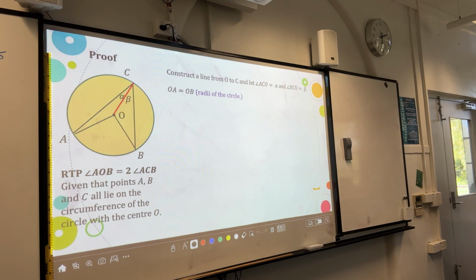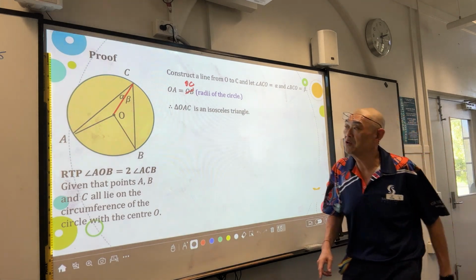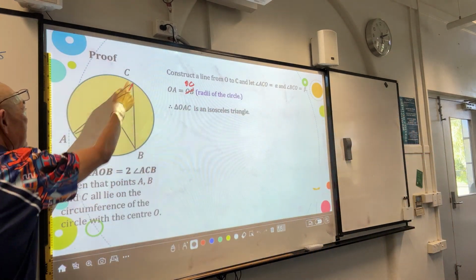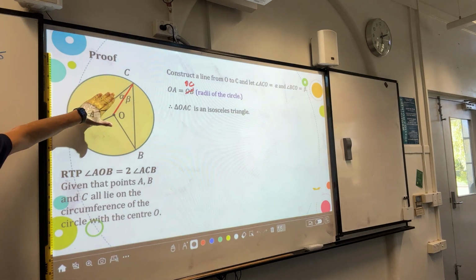Alright? So now, here, I say that OA equals OB, which is the radii of the circle. Correct? And OC as well, and therefore OAC is an isosceles triangle. So I should have used OA and OC. I typed it incorrectly. It should be OC. Alright? Because I want to show you that OAC is an isosceles triangle. I'm going to start off with one triangle.